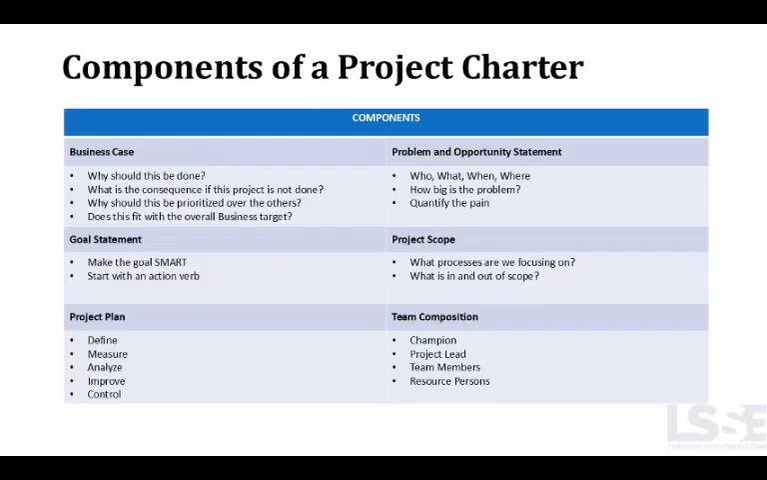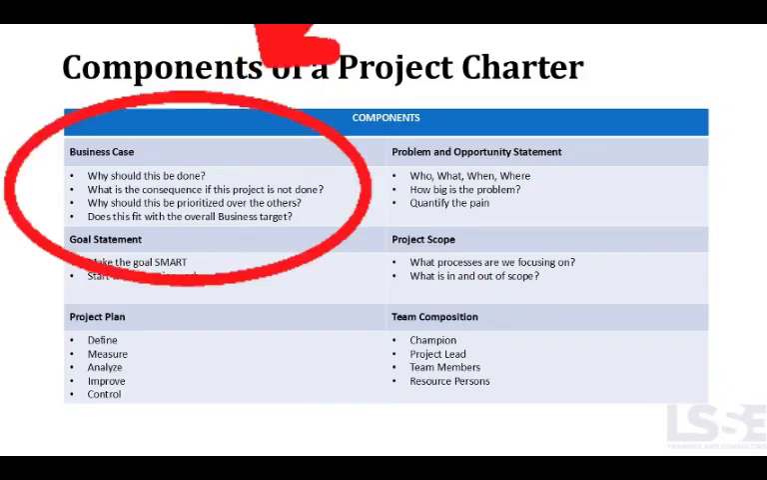Next, components of a project charter. Now let's look at the building blocks of a project charter. There are 6 key components you need to address. Number 1, the business case. This answers the why. Why should this project be done? What happens if it isn't done? Why should it be prioritized over other initiatives? And importantly, does it align with your organization's overall business targets?